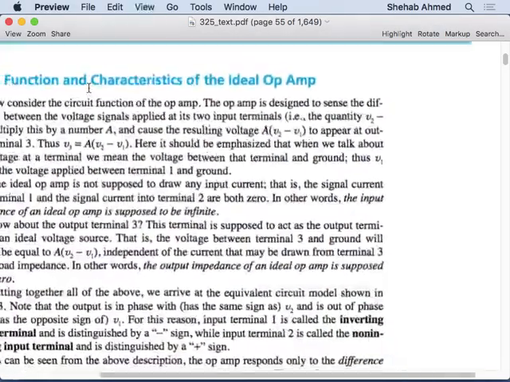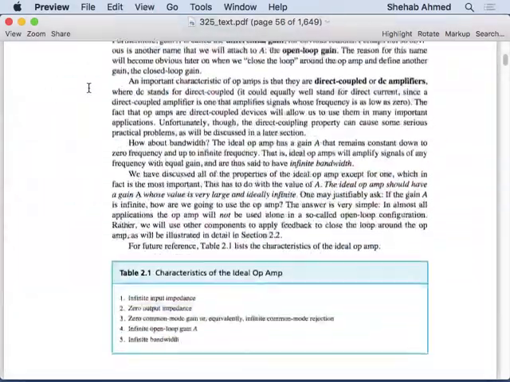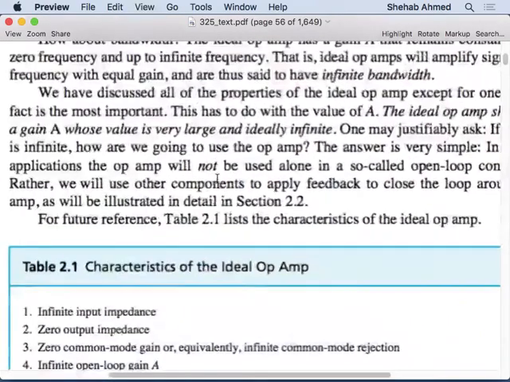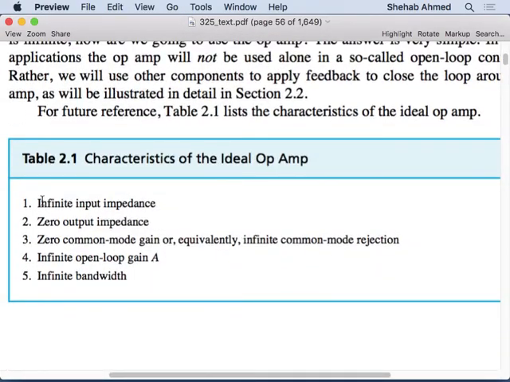So they're summarized here in the text. This is a summary of what we talked about today, right? So it has infinite input impedance, 0 output impedance, 0 common mode gain, right? The common mode signal just disappeared for an ideal op-amp, or equivalently infinite common mode rejection. So either the common mode gain is 0, which means that I'm infinitely able to reject common mode signal. And then it has an infinite open loop gain, and it has an infinite bandwidth. So this is the summary of everything we talked about.